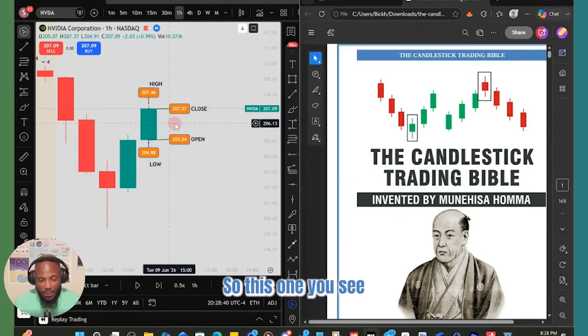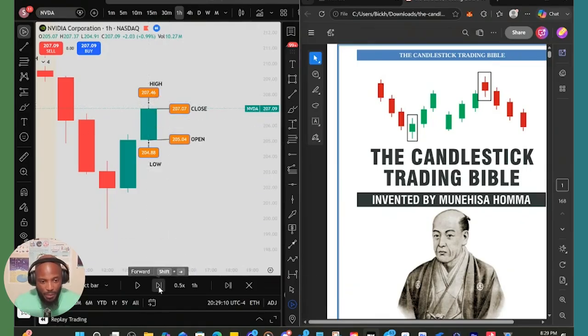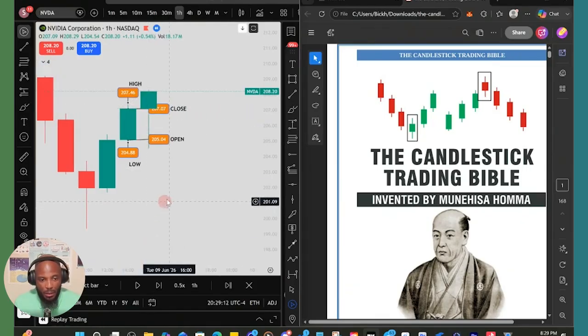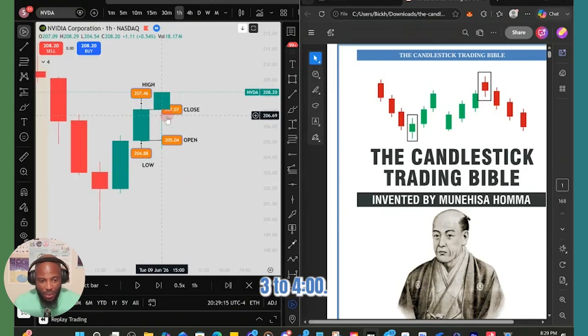So this one, you see, the body is getting a little tighter. The differential between the close and the open is getting smaller, 2 points. Your high and your close is tight. So that means sellers are still not bulky in there at 2 to 3 o'clock. So let's see. All right, 3 to 4 o'clock.